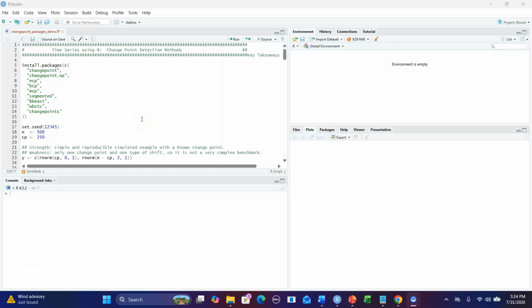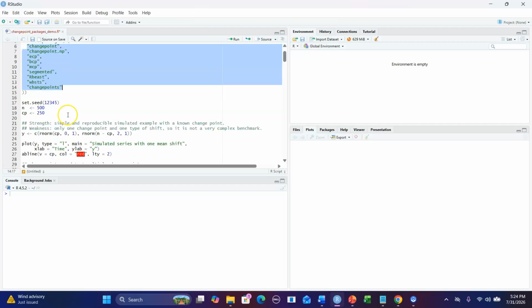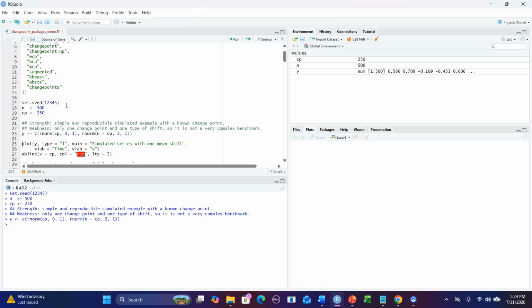Hello, in this video on time series using R, I want to do some demonstration of those multiple change point detection methods using R. The methods I'm going to cover are changepoint, changepoint.np, ECP, BCP, MCP, segmented, Rbeast, and wbsts. First, let me create the time series.